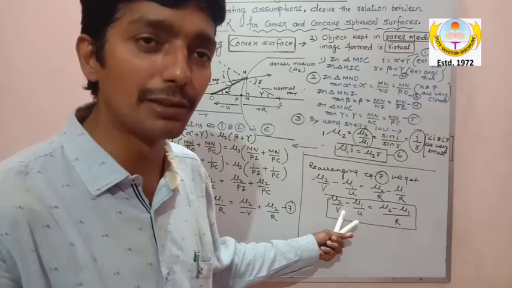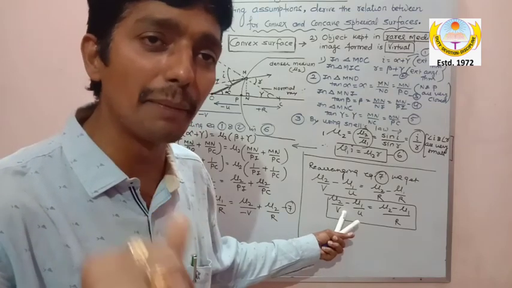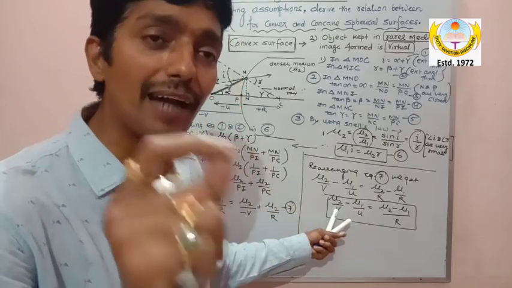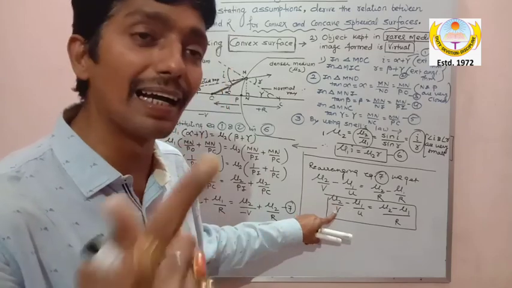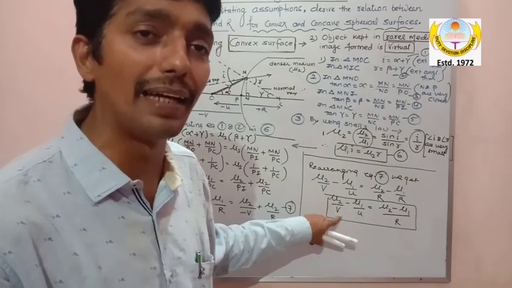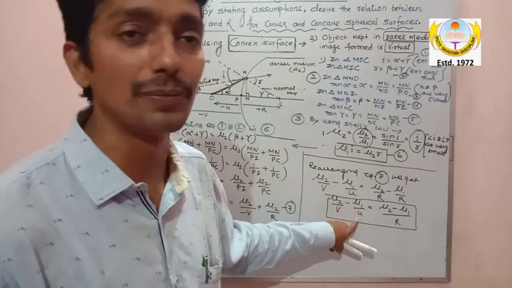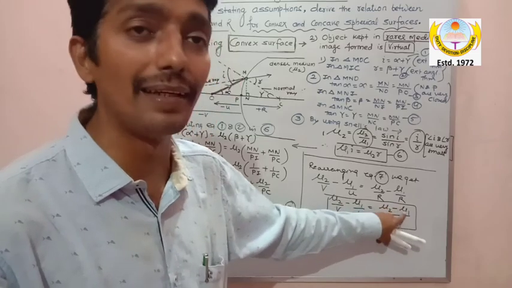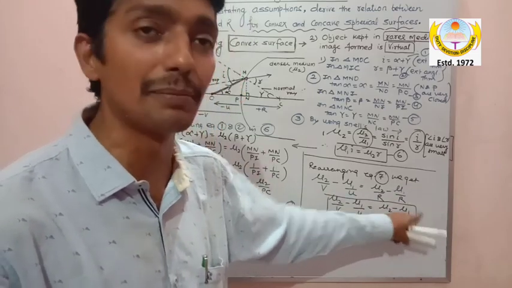Refraction, the image will form in the rarer medium. What is the refractive index of the rarer medium? mu1. And I have already said that you have to start with v. So where will the image be found? In the rarer medium. So here it will be mu1 by v minus mu2 by u, because the object is kept in the denser medium. And this will be mu1 minus mu2, mu1 minus mu2 divided by r.